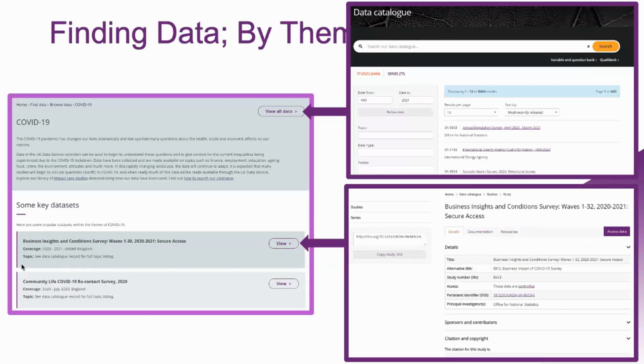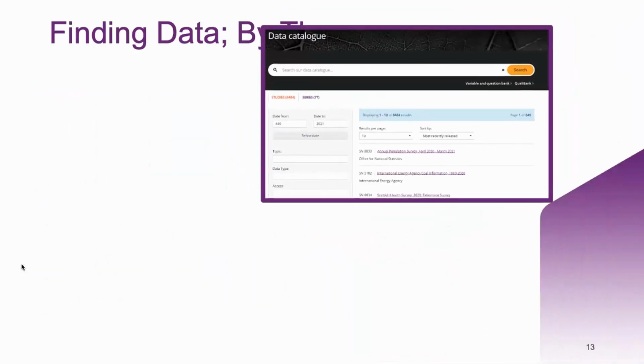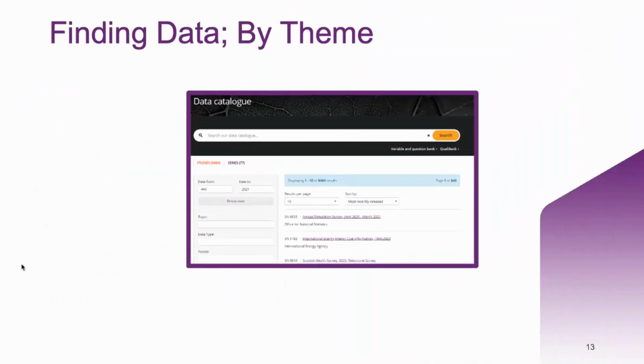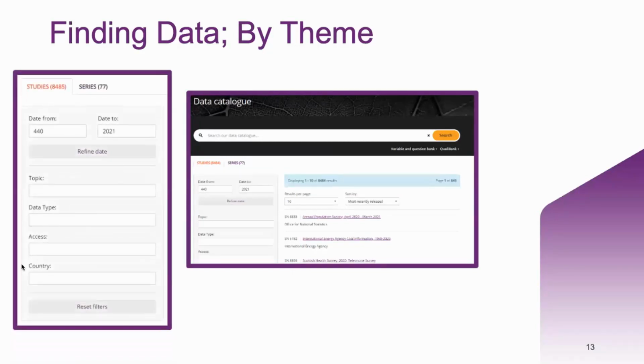This tool, or this way of searching for data, is particularly helpful for those of you who know what you want to research, but perhaps you're not quite sure where to start. So if we were to click View All Data, you'd be directed to our data catalogue. And this is what that looks like.